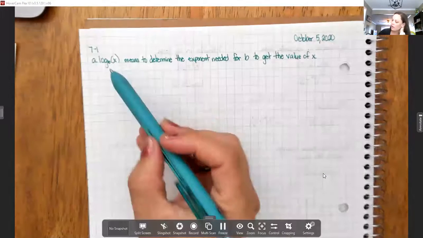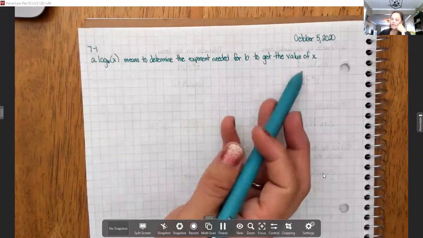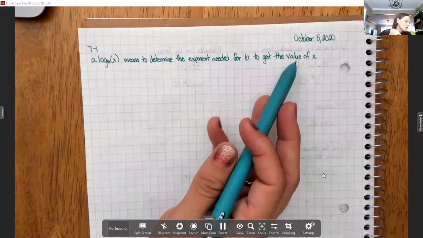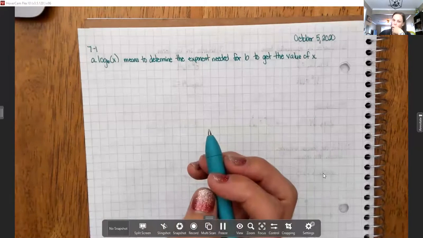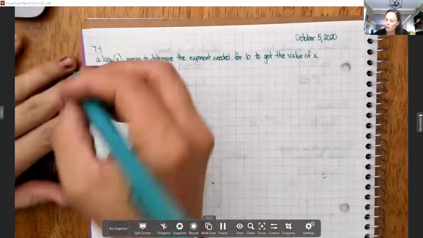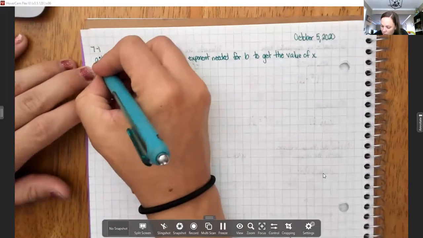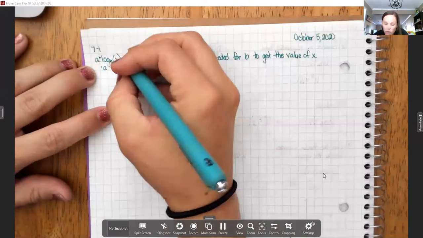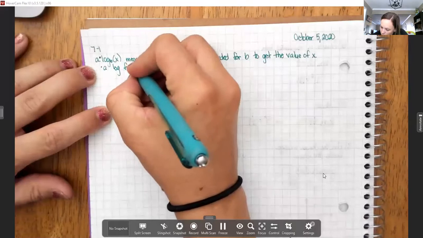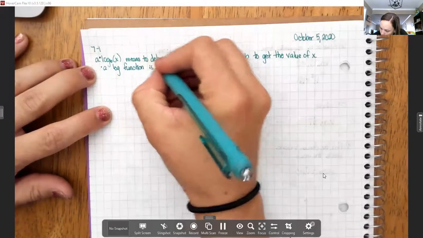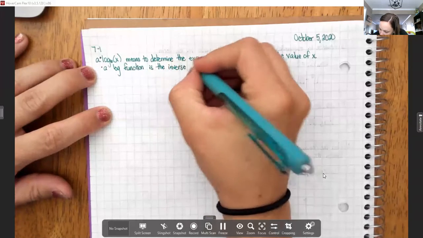So again, log base b of x means to determine the exponent needed for b to get the value of x. I probably should have put bullet points here. A log function is the inverse of an exponential.